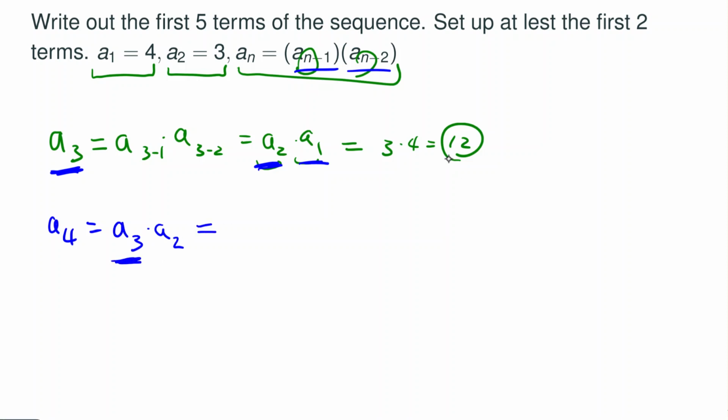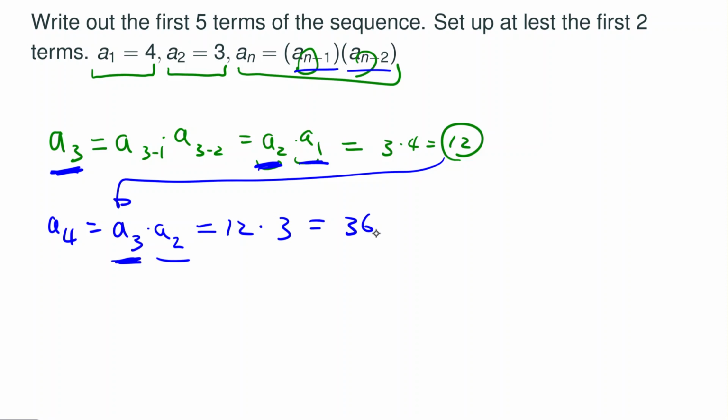A of 3, we just found it here, 12. A of 2 is given, 3, which gives 36. So then for a of 5, we can set it up, but we can also just know by the pattern. You need to set up at least 2. But we know that a of 5, the fifth term, will be just the third term times the fourth term. So it's just 12 times 36, which is 432.